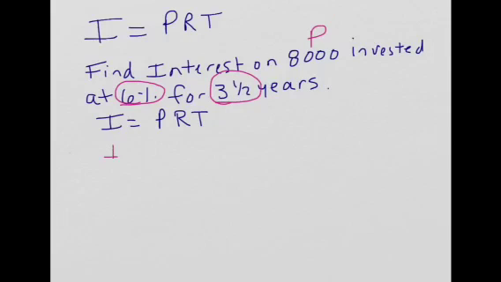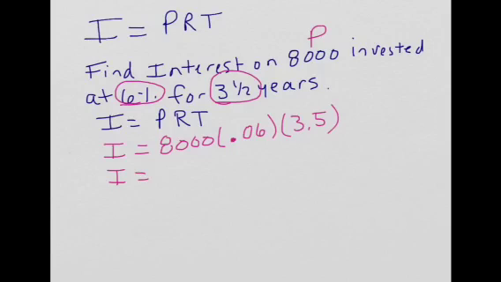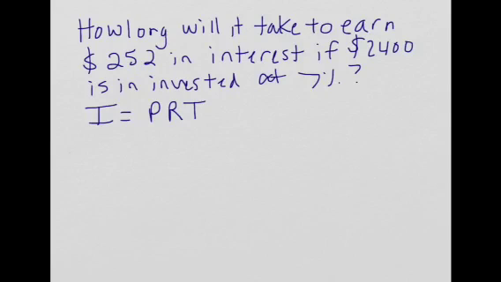So we're going to go ahead and plug in I is equal to, we're doing $8,000. And we're going to multiply that times point, make it big and obnoxious, 0.6. You're changing it to a decimal. And then you're going to multiply it times 3.5. So our interest that we would earn on this money if we invested it would be $1,680. All right. How long will it take to earn $252 in interest if $2,400 is invested at 7%?